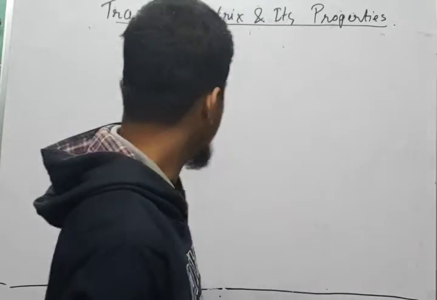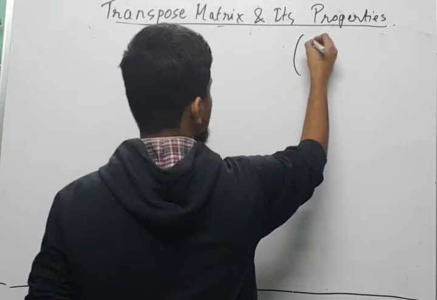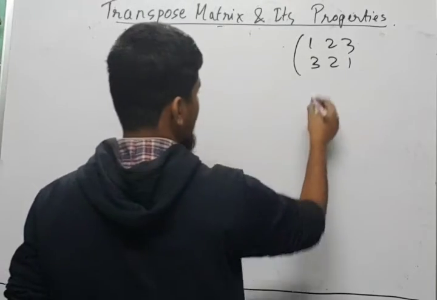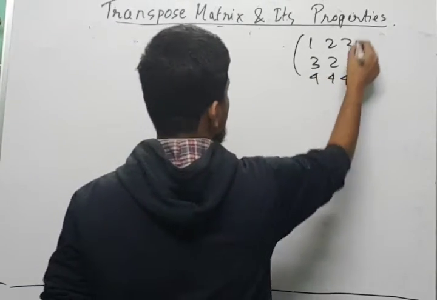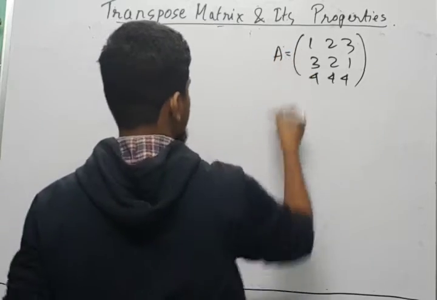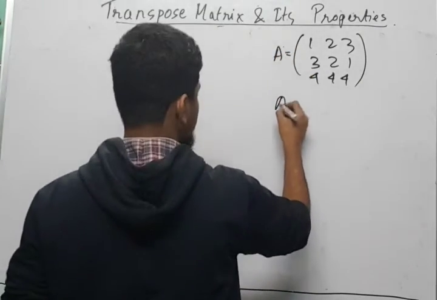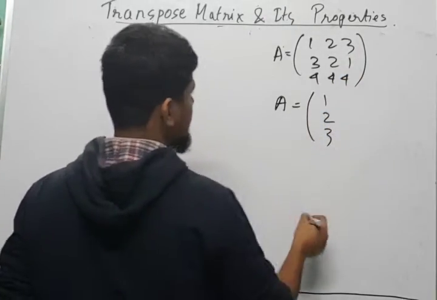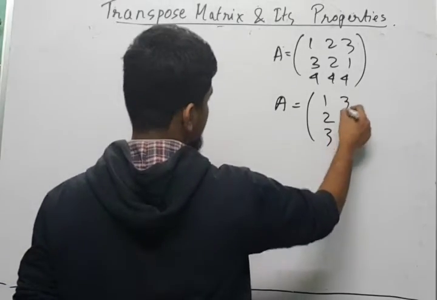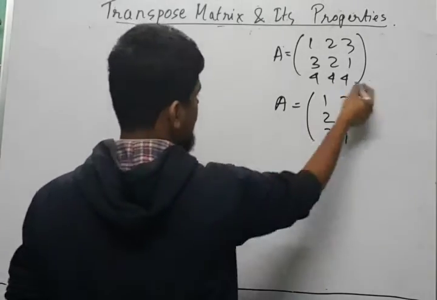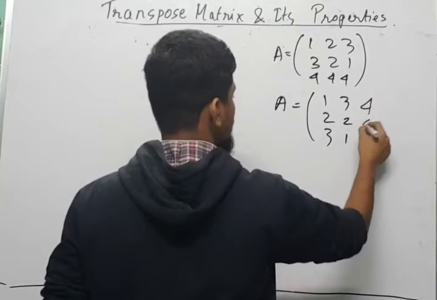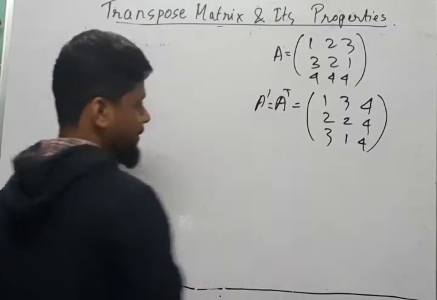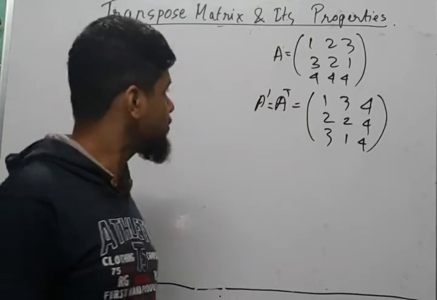For instance, if we have a matrix of the format 1 2 3, then 3 2 1, and then 4 4 4. Suppose this matrix is A, then the transpose matrix will be given by: the first row will become the first column, so this will be 1 2 3. The second row will become the second column, so this will be 3 2 1, and the third row will become the third column, so this will be 4 4 4. And this is the transpose matrix A transpose or A dash, it is the same thing. So this is the way in which we define our transpose matrix.